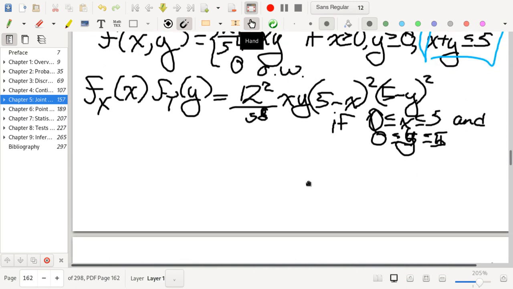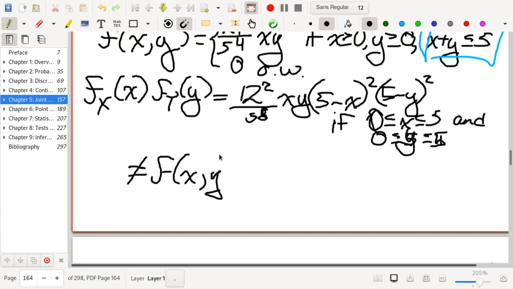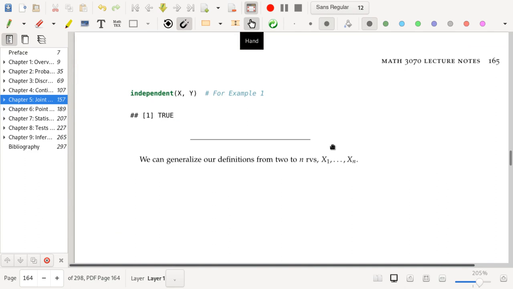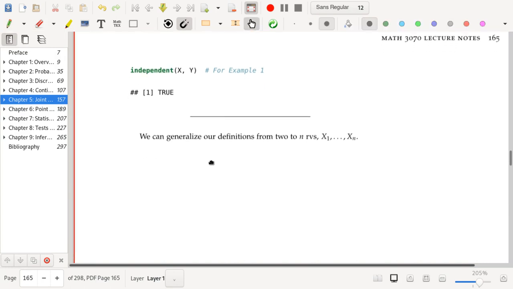Okay, so this right here, the resulting function when you multiply the marginal density functions together, is not equal to the joint. And that would have to be the case in order for these to be independent. Turns out this discrete RV package, if you have two random variables defined as I did above, you can ask the discrete RV package whether they're independent or not, and it will tell you whether it is.